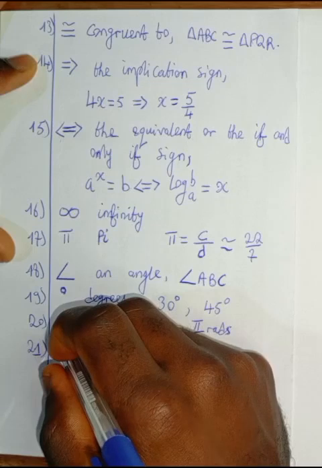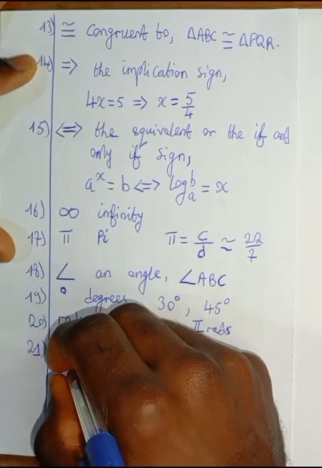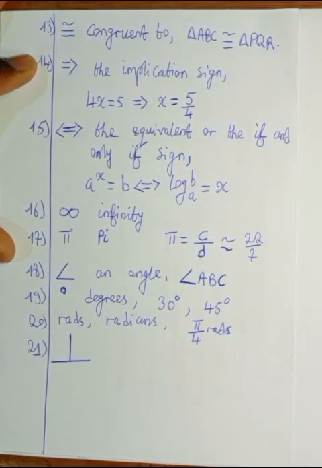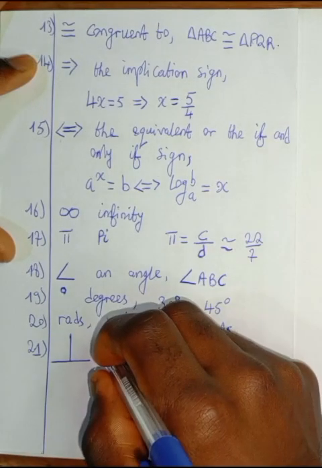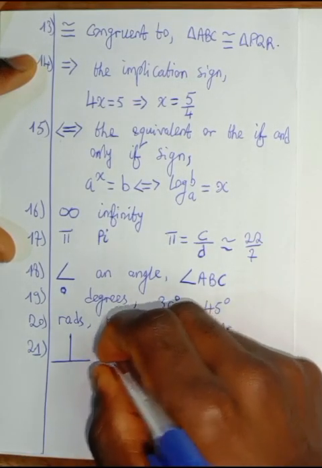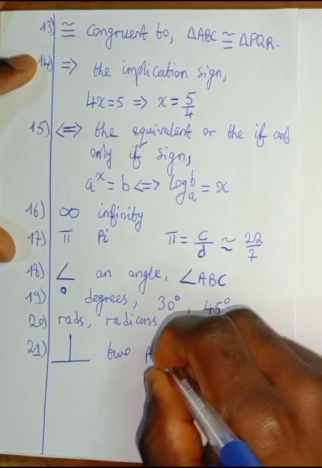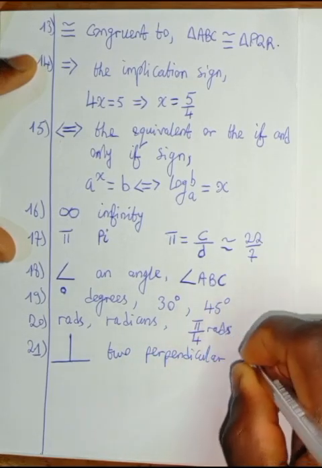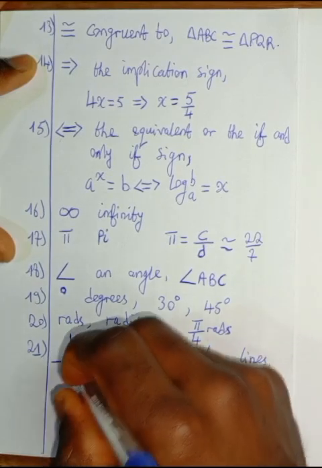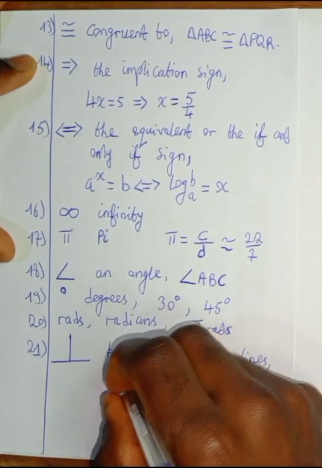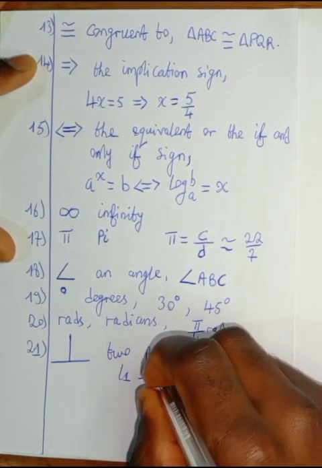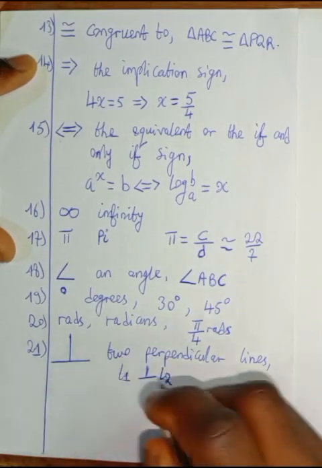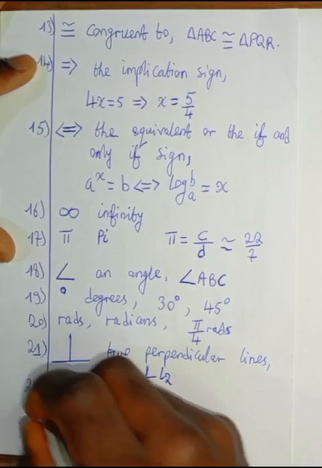21, we have two lines meeting like this. For this, we say the two lines are perpendicular. Two perpendicular lines. For example, we can see the line L1 is perpendicular to the line L2. You can see we make use of the symbol. We go to 22.